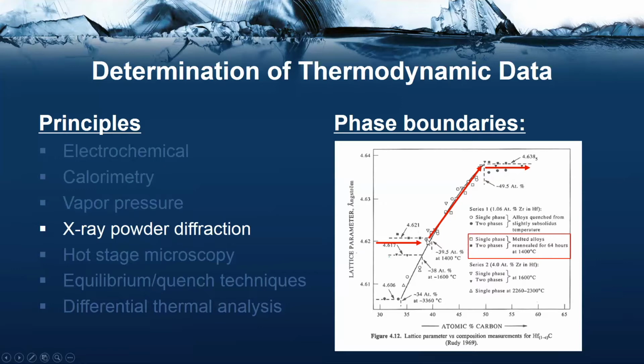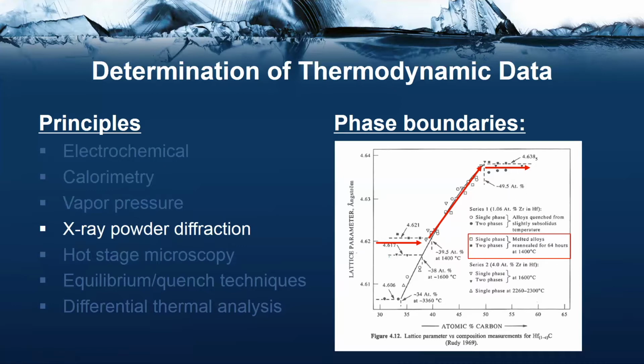And then you have a region here with changing lattice parameter with increasing carbon content, which is given by these white squares, and then you come to this region again where you have a constant lattice parameter, again the black ones. And as we said, the lattice parameter changes in the single-phase region, so you can identify the phase boundaries as here 39.5 atomic percent of carbon at 1400, and here 49.5 atomic percent of carbon.